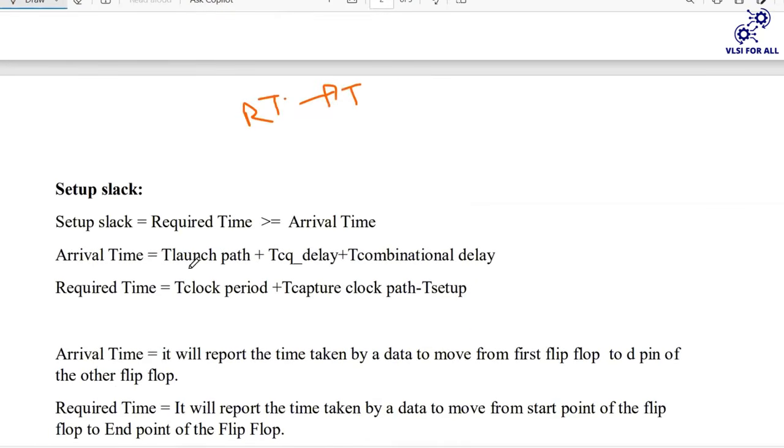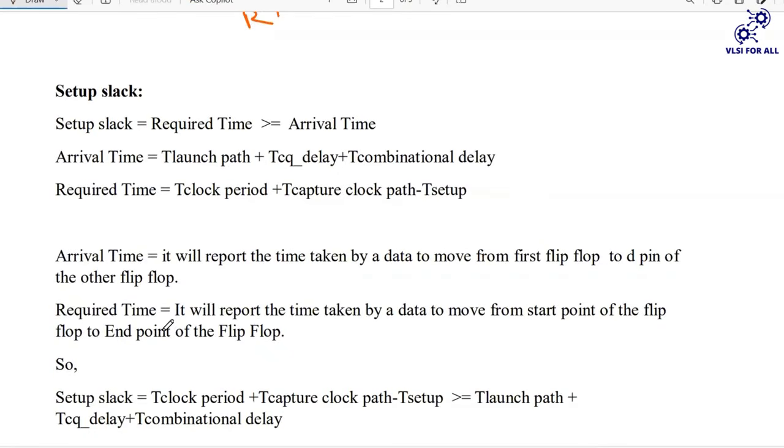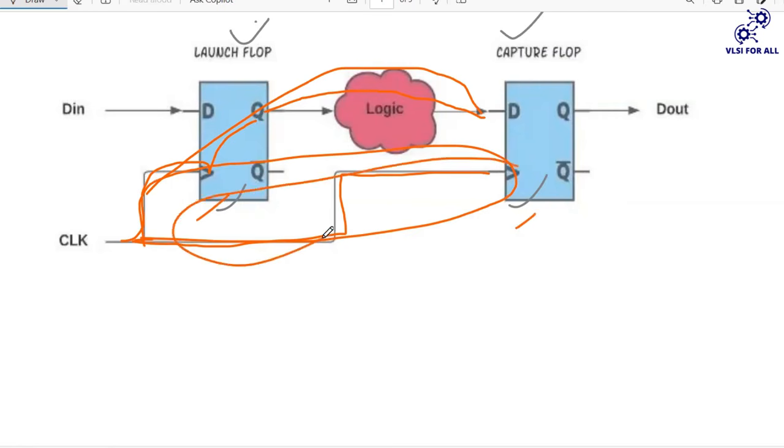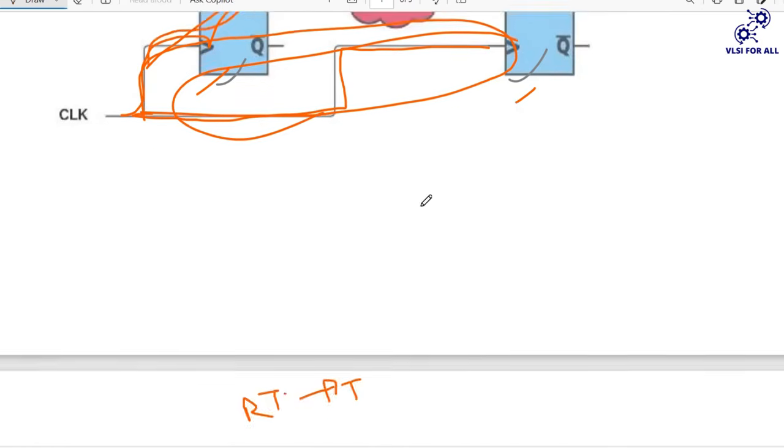Required time reports the time taken by data to move from the start point of the flip-flop to the end point of the flip-flop. This is the starting flip-flop and this is the ending flip-flop. The data between these two is the required time. Arrival time is only from the launch path to the D pin of the other flip-flop.